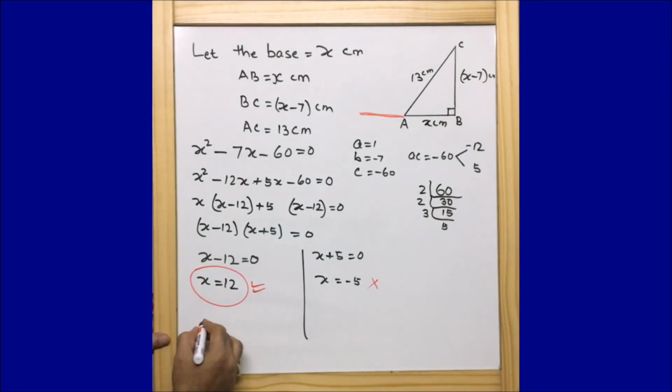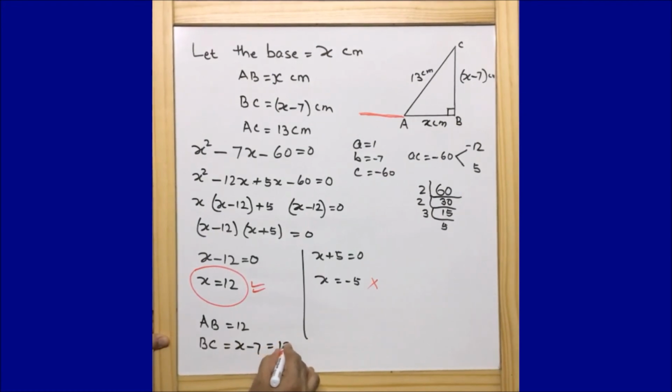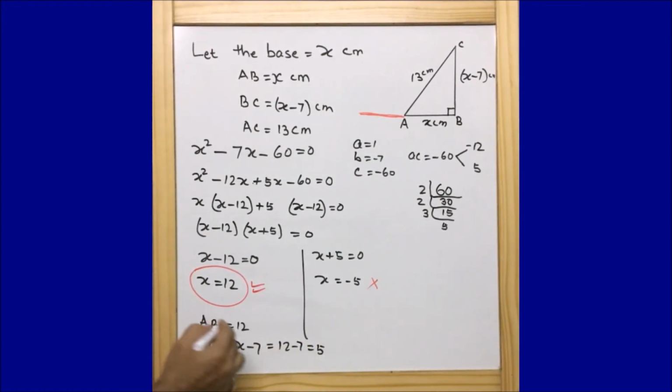Therefore, we can write AB is equal to 12 and BC is nothing but x minus 7, that is equal to 12 minus 7, that is equal to 5. So these are the two parts that we are able to derive. One is AB is equal to 12 and the other one is BC is equal to 5. Hope guys you understood this calculation. This calculation is very simple and very straightforward.